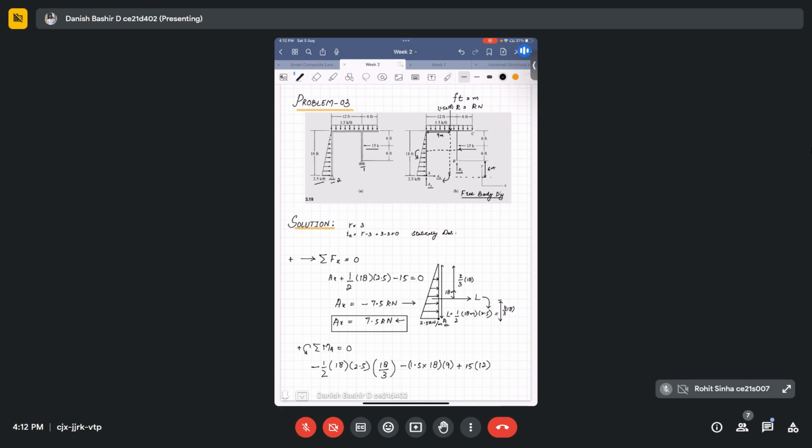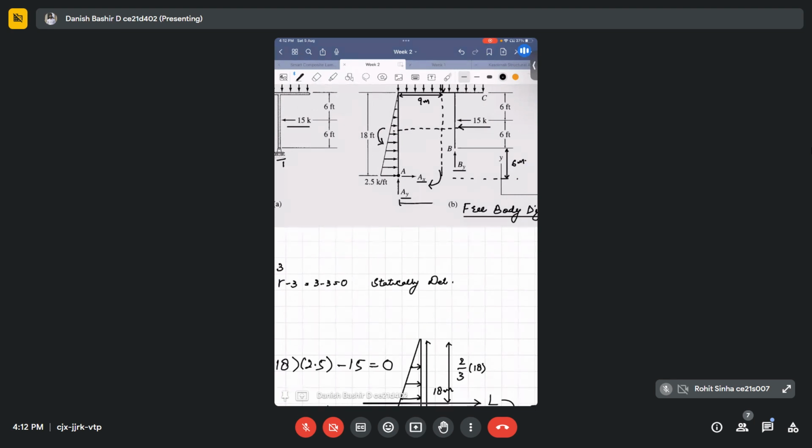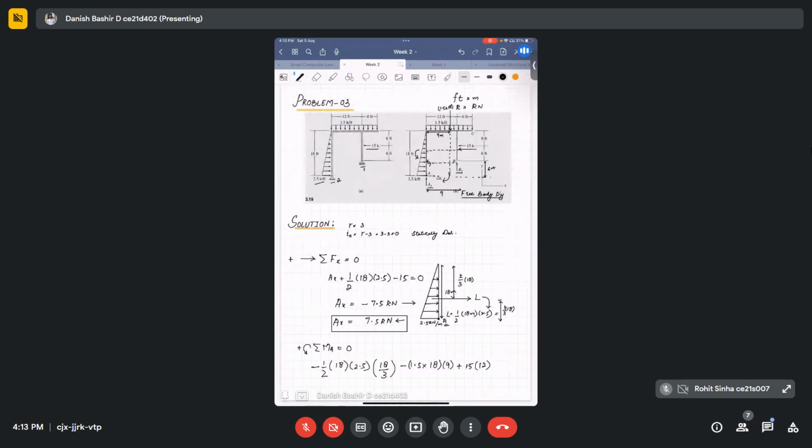This By is at a distance of 9 meter from A. So this is 9. And what is By's response here? By's response is again at point A an anti-clockwise response. So it will be 9 times By, and everything is equal to 0. When you perform the calculation, you will get By equal to 16.5 kilonewton, positive. So the assumed direction is correct. So we got By.